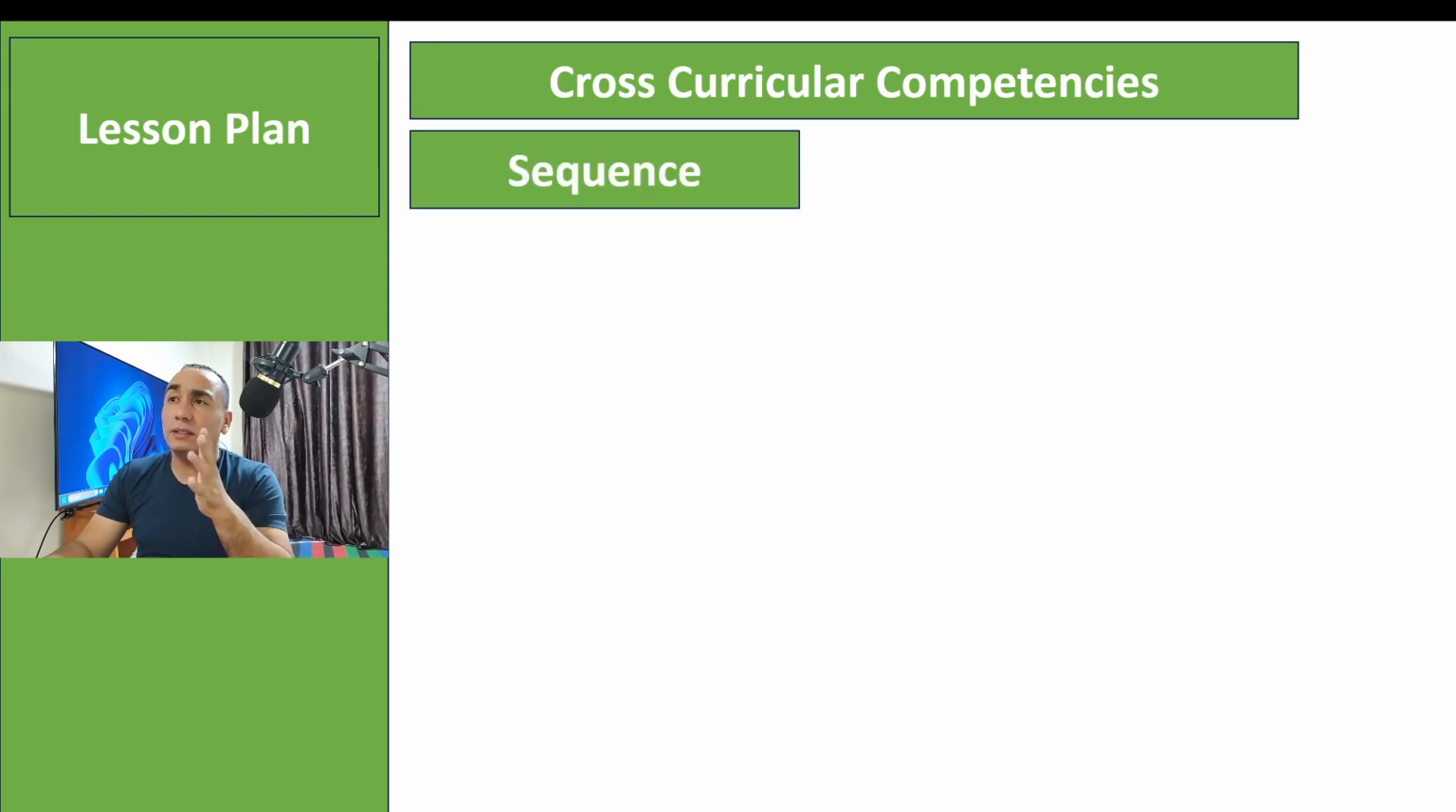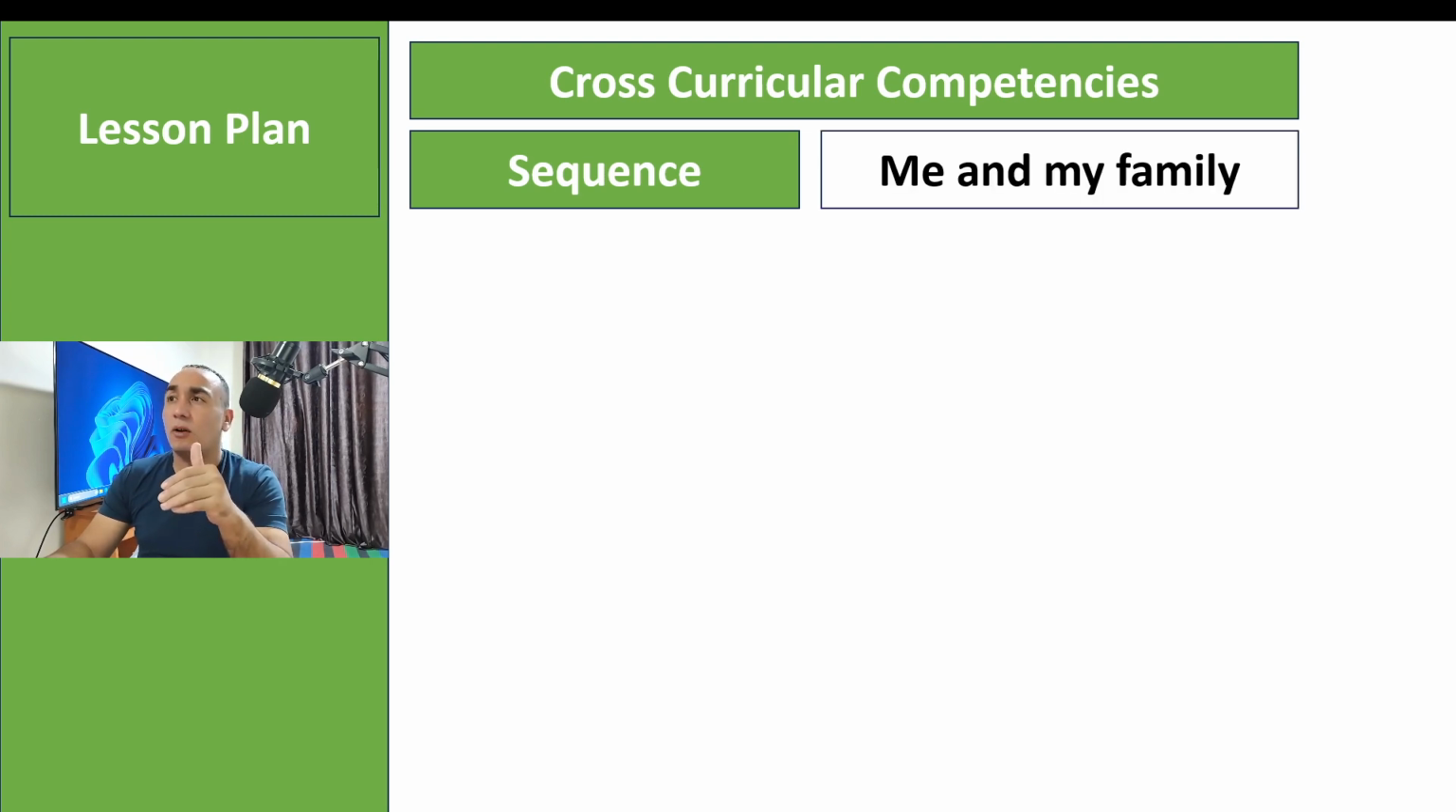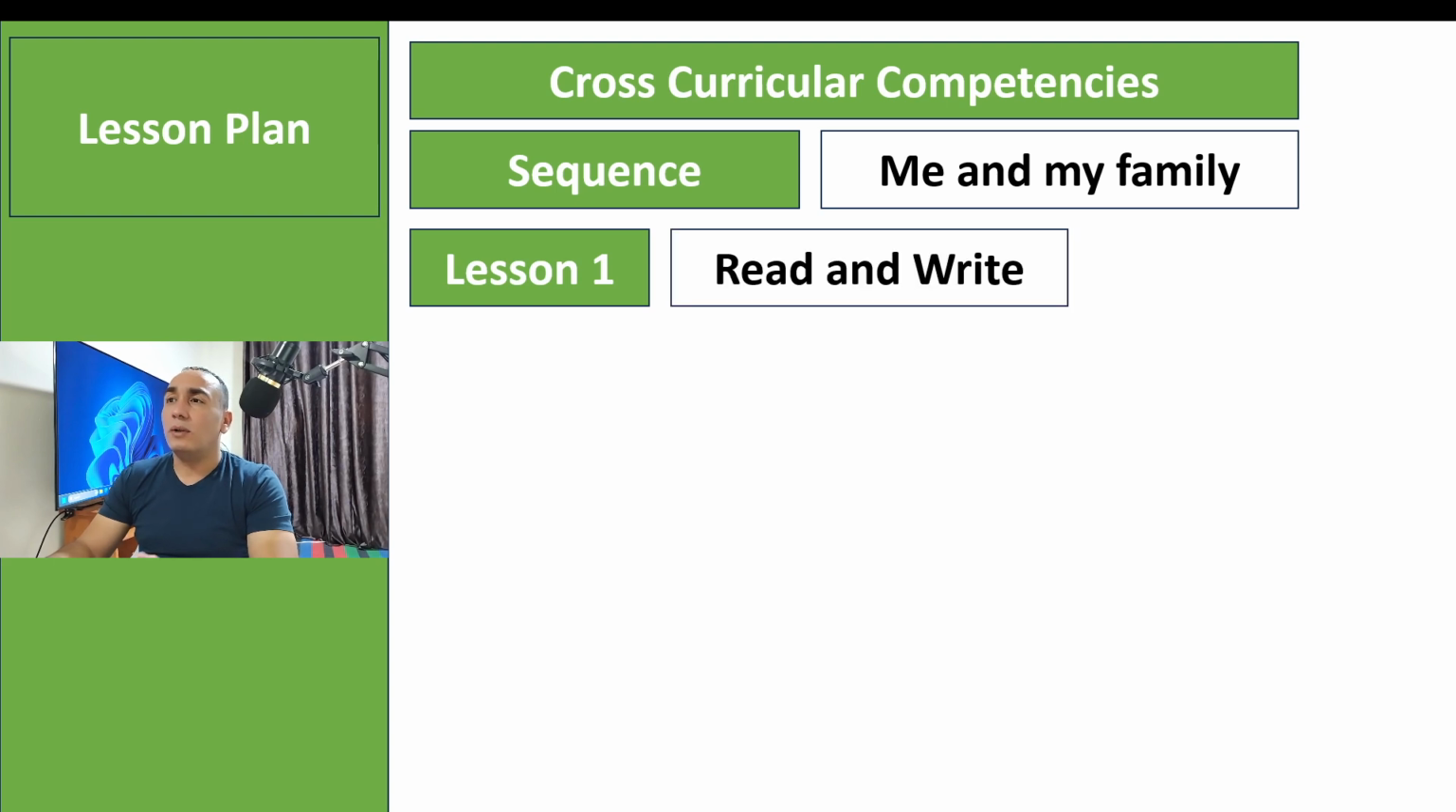So in the lesson plan we talked about cross-curricular competencies, not going to change. We have the sequence in our mind. Let's say, for example, me and my family. But today I'm also going to talk about, let's say, if you are going to do a lesson about pollution. So let's say lesson one, read and write. Still we are with the PDP, so still we have the pre, during and post.